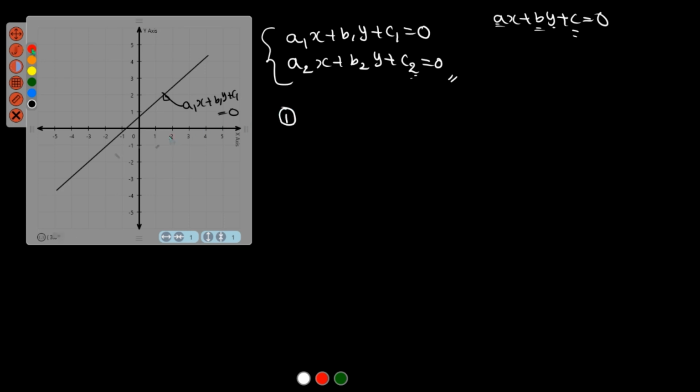First option: I am writing the second line in another color, that's red. This is the second line, a2x plus b2y plus c2 is equal to 0. This line can intersect the first line at a single point. So this is one option.